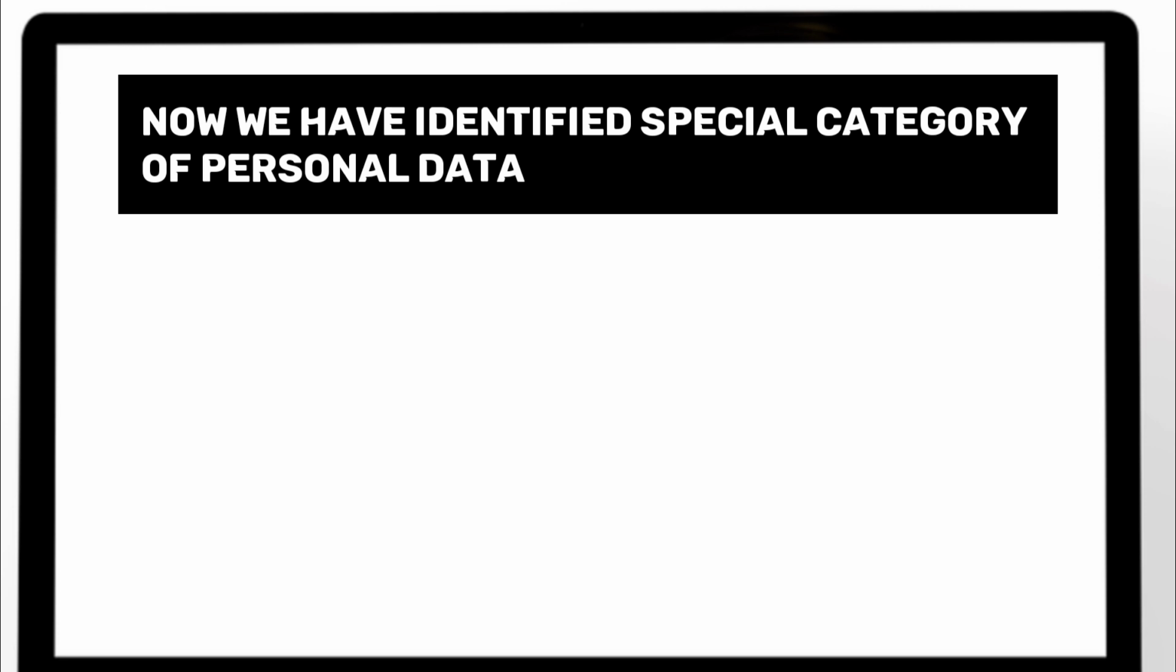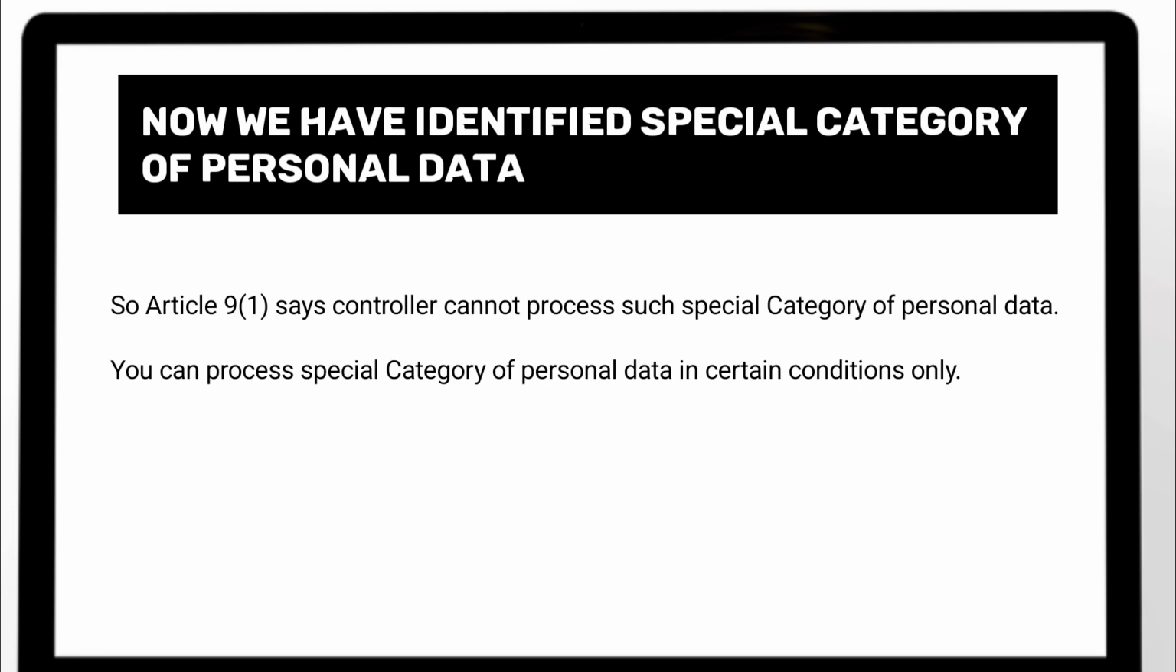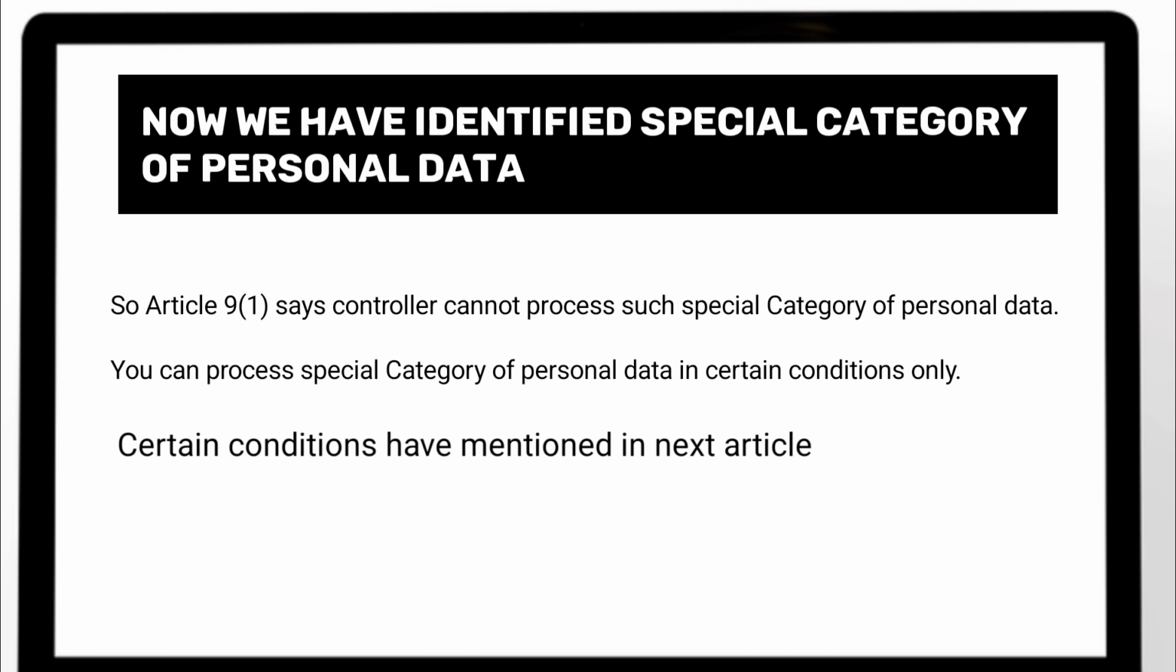Now, we have identified special categories of personal data. So Article 9(1) says a controller cannot process such special categories of personal data. You can process special categories of personal data in certain conditions only.